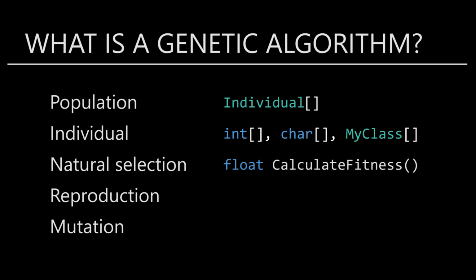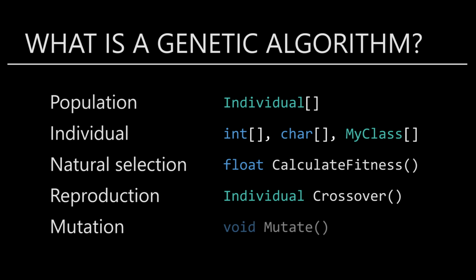Reproduction is the process of obviously creating a new child from two parents. In genetic algorithms, that is commonly referred to as crossover, where the genes of one parent cross over with the genes of another parent to create the child. And also mutation, which, as we said, is simply a random chance that one of the genes of the newly created child will be changed at random to a new one.